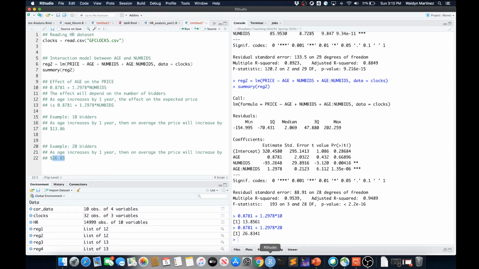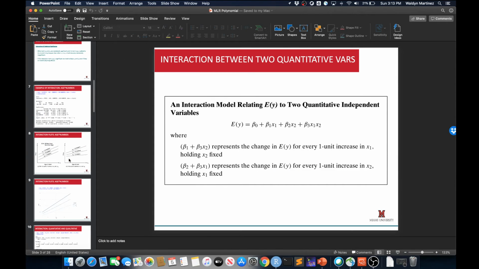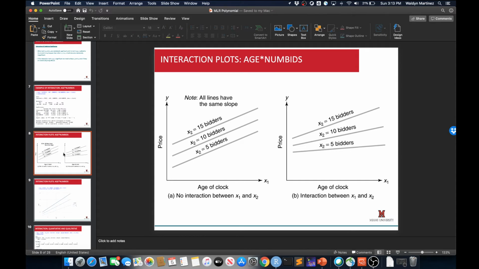Now that makes sense, because how steeply the price changes as age increases will depend on the number of bidders. We can visualize these a little better by using what we call interaction plots. Interaction plots basically show the slopes. If we had no interaction present, it wouldn't matter what the number of bidders is. If we have 5 bidders, the slope is the same. What changes is just the y-intercept.